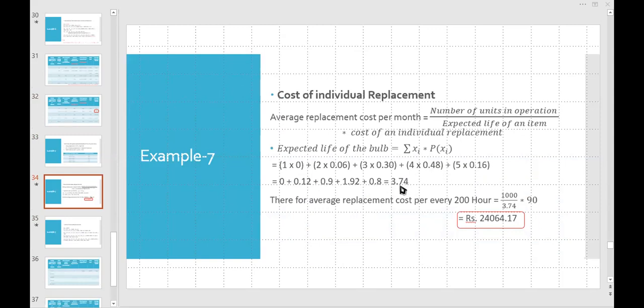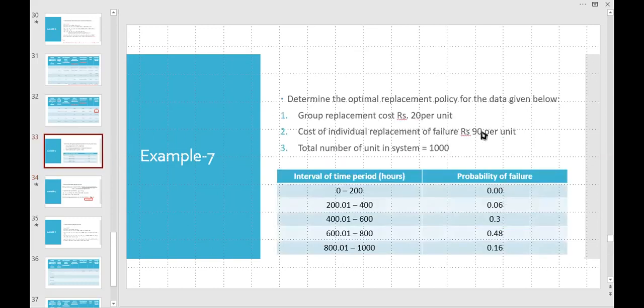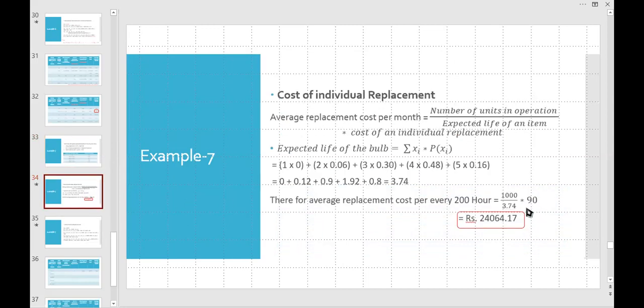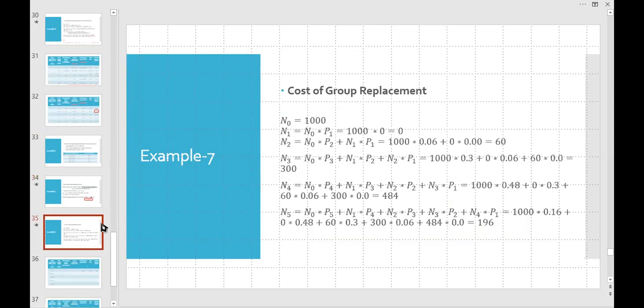Okay. So that is 3.74, and it is 1000, which is the given quantity, 3.74 being the time period or expected life of an item, multiplied by the cost of individual replacement. If we see that cost of individual replacement from the previous slide, it is 90 rupees per unit. So multiplied by 90, and if we calculate it, we get that value as 24,064 rupees 0.17 paisa.